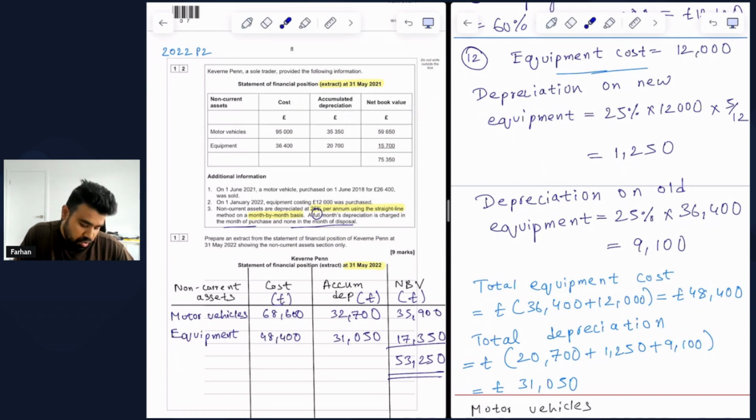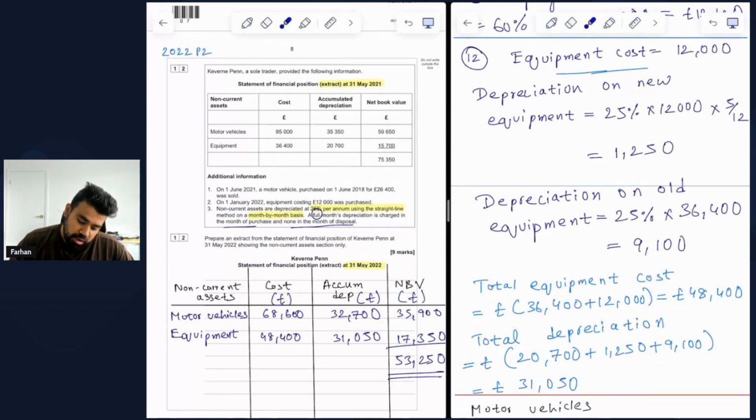We are given some extra information here. The first additional information refers to the disposal of a motor vehicle that was purchased on 1 June 2018. And the second information here relates to the purchase of an equipment costing £12,000. The third information here says that assets should be depreciated at 25% using the straight line method, and it is to be depreciated on a month by month basis. So on the right hand side of the screen, you will see that I've done all the workings. So let me walk you through each and every step.